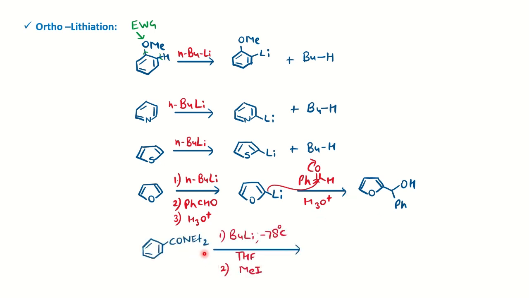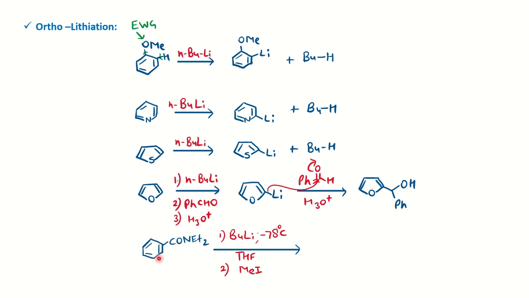Now here you have CONEt2, and the reagent given is butyl lithium, THF, and second is methyl iodide. It works here at minus 78 degrees centigrade. Now we have to see which role it is going to play here. Again, it is an aromatic compound, and ortholithiation is given. So far we have done all reactions at the ortho position. Here again we will see whether this proton is acidic or not, which is adjacent to this CONEt2. You can also see that the carbonyl carbon is an electrophilic center.